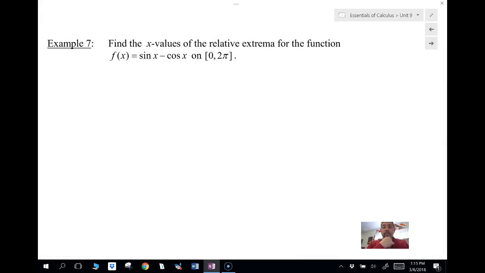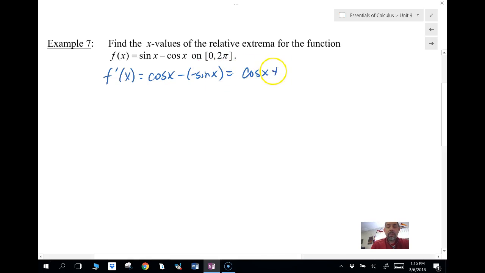Find the x values of the relative extrema for each function. So we can do anything that we did with derivatives before. We're going to just now apply those same ideas, those same concepts, only now we're going to apply those with trig functions because we are going to be using the derivative of trig functions. So let's first take the derivative, and we're going to derive sine as cosine. The derivative of cosine is negative sine. So we're going to have cosine x plus sine x.